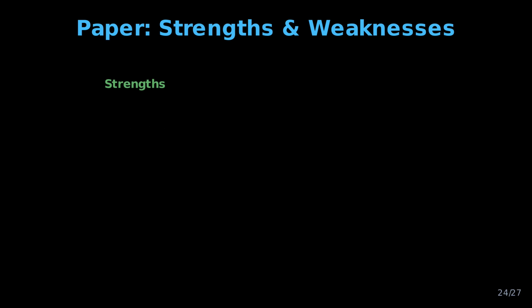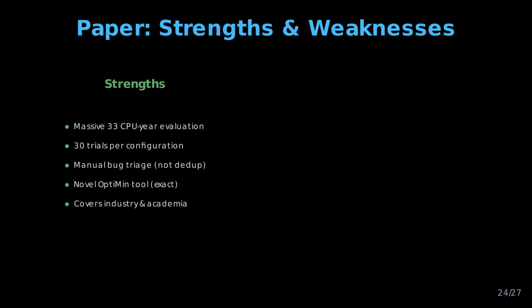On the strength side, this paper excels in experimental rigor. 33 CPU years of fuzzing and 30 repeated trials per configuration is far beyond what most fuzzing papers attempt. The use of manual bug triage instead of just stack hash deduplication is more labor intensive, but it is also far more accurate. The statistical methodology is sound: survival analysis with log-rank tests for bug finding and Mann-Whitney U-tests for coverage. That's good. The paper also has real-world impact with 7 CVEs found, and the authors open source both Optimin and all experimental artifacts, enabling reproducibility.